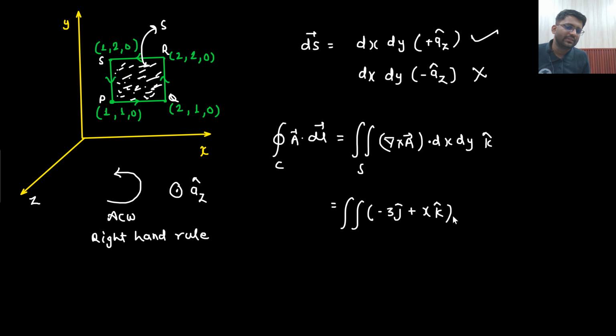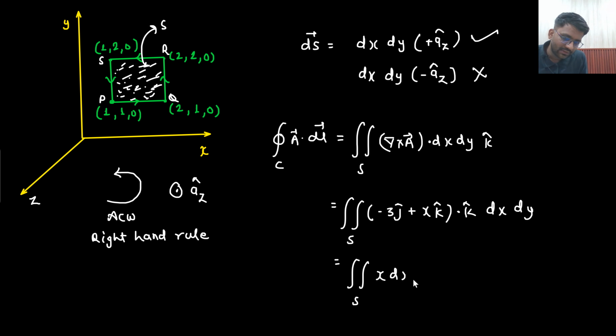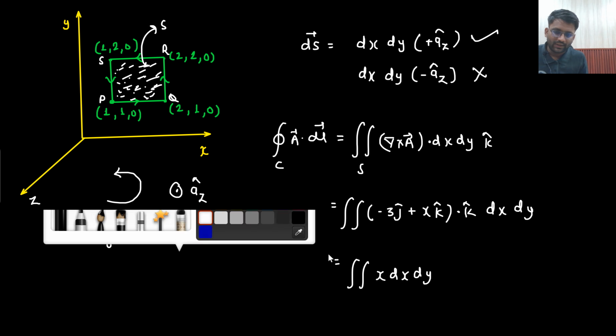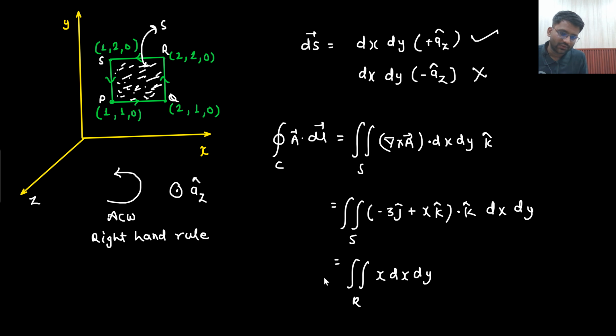Here the dot product is there. So the dot product with k cap, because dx dy is a constant number, it is not a vector quantity. So dx dy you take outside. J cap dot k cap will be 0. K cap dot k cap will be 1. So what you are getting is that over this surface region, you are supposed to calculate x dx dy. Here I will write region R. So over this region R, you need to calculate this double integral.